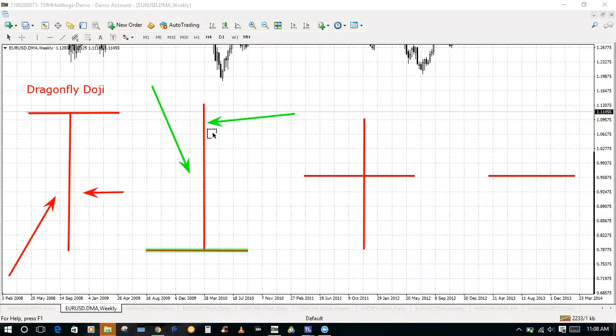This is called a gravestone doji. Gravestone doji. Might have to change the color. Okay, so this is called a gravestone doji.